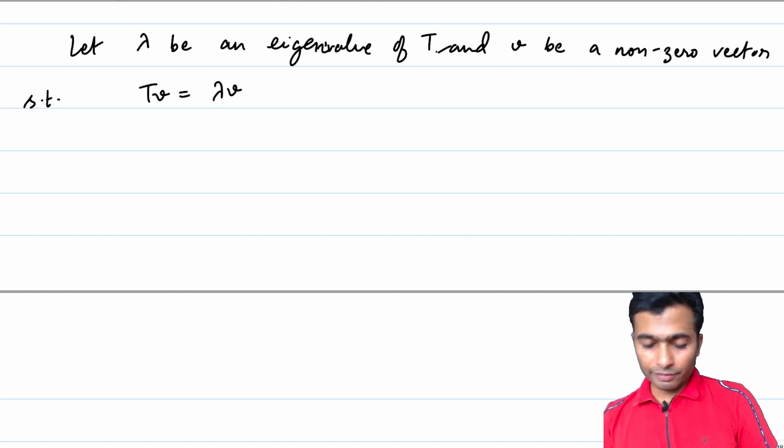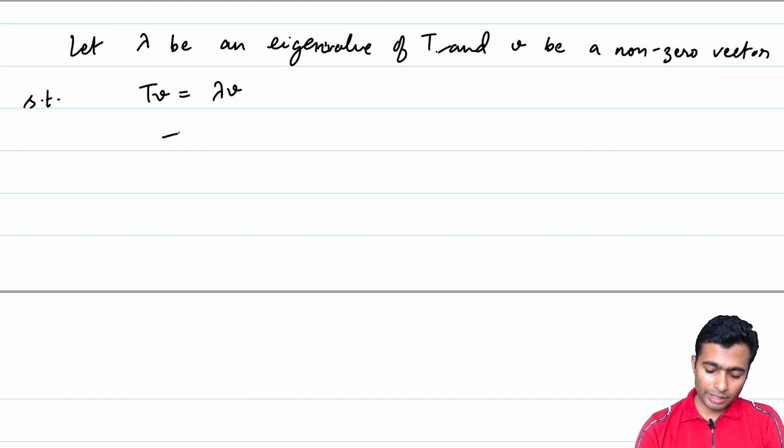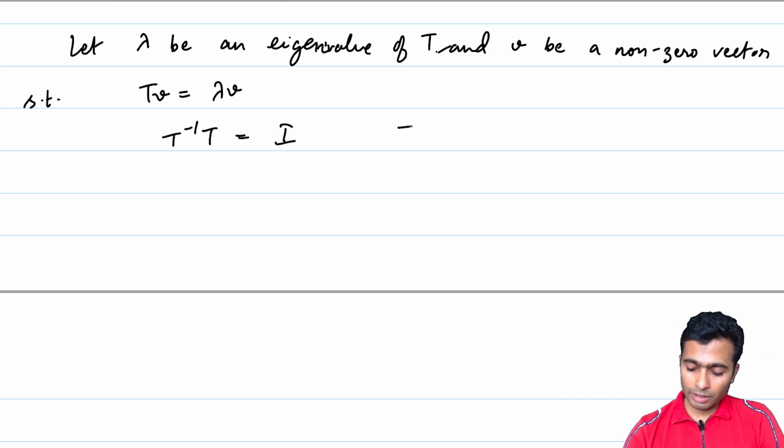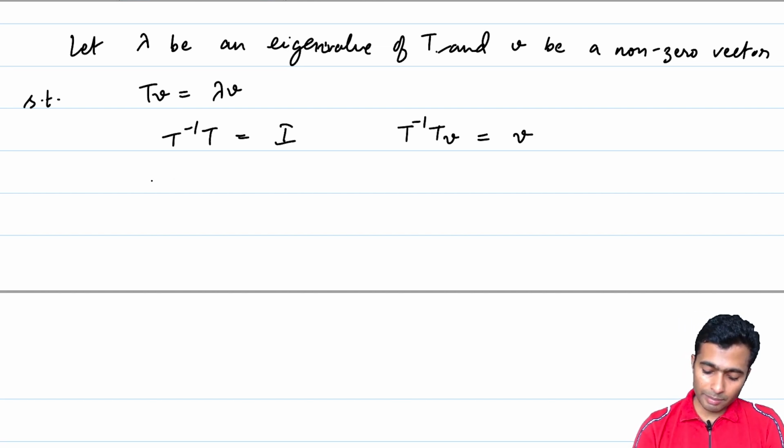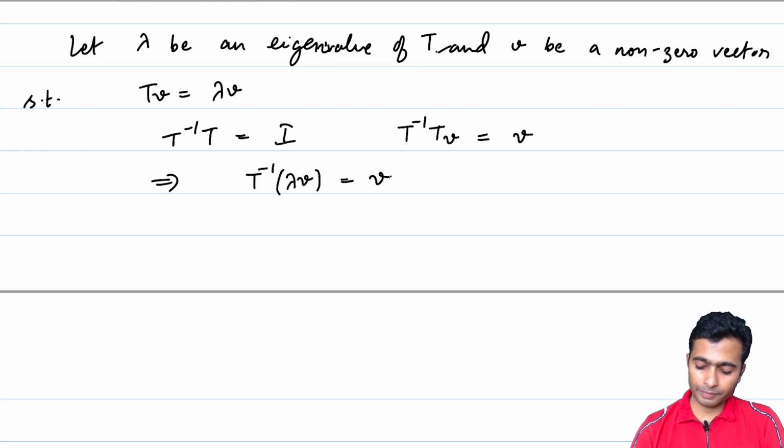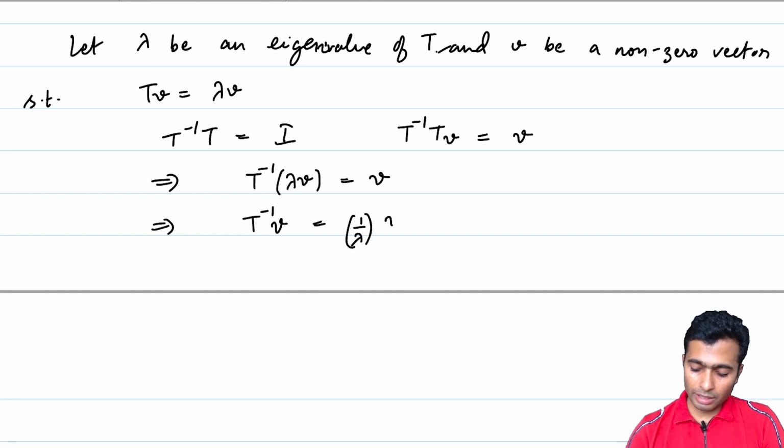So what do we know about T inverse? T inverse is the inverse of T, right? So T inverse T is the identity map, and T inverse Tv, the same eigenvector that we just took, is Iv, which is equal to v. But we know what Tv is. Tv is lambda v, right? That means T inverse of lambda v is equal to v. Since T inverse is a linear map, lambda can be taken out, and it can also be inverted. I'll put everything together and say that this is 1 by lambda times v.